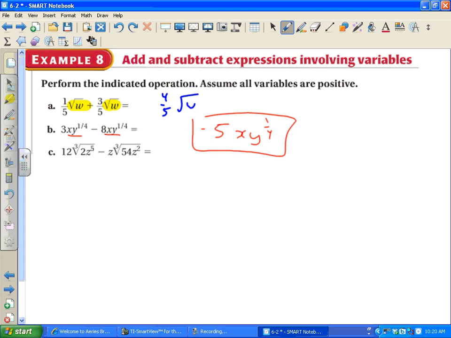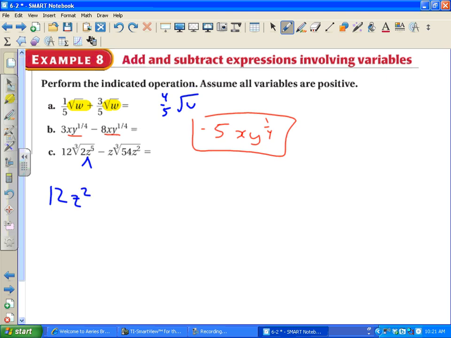But Mr. Wood, 12 cube root of 2z to the 5th minus z cube root of 54z squared is not the same thing. Uh-huh. Well, what should you do to make it look like the same thing? I bet I can break down something here. But I can't do anything to the 2, Mr. Wood. I know. But you can break down the z to the 5th with our rules of division. 3 goes into 5 how many times?